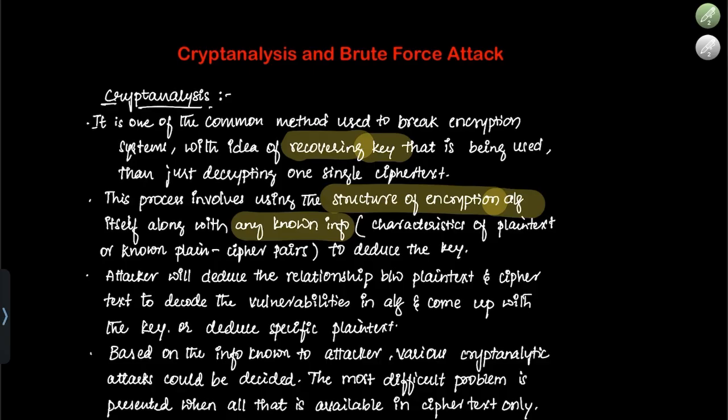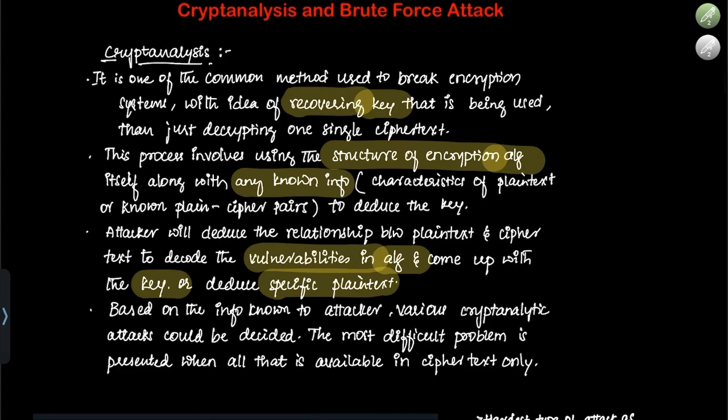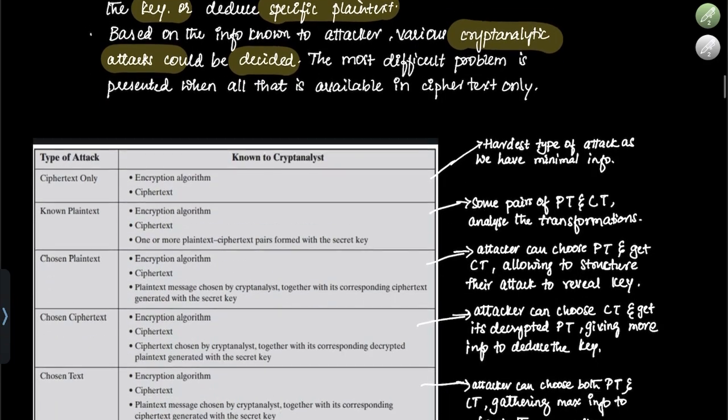So the attacker will deduce the relationship between plain text and ciphertext to find the vulnerabilities in the algorithm and come up with the key or deduce the specific plain text. So all these points revolve around the basic introduction which I have told. Based on the info known to the attacker, various cryptanalytic attacks could be decided. So let's look into the various types of cryptanalytic attacks which can happen. Out of these, we'll also discuss which one is the most difficult one.